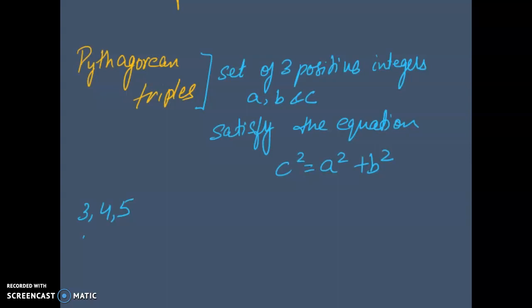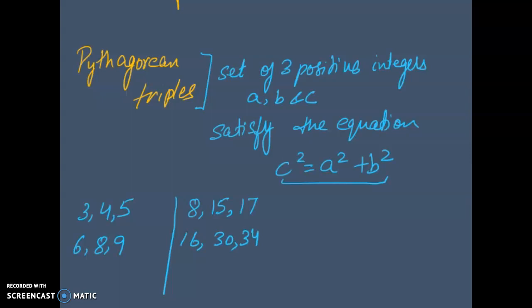Let's take for instance 6, 8, 10. These will satisfy the equation C squared is equal to A squared plus B squared. Another common example here could be 8, 15, and 17. And any multiples of these will also satisfy the equation. So that is called a Pythagorean triple.